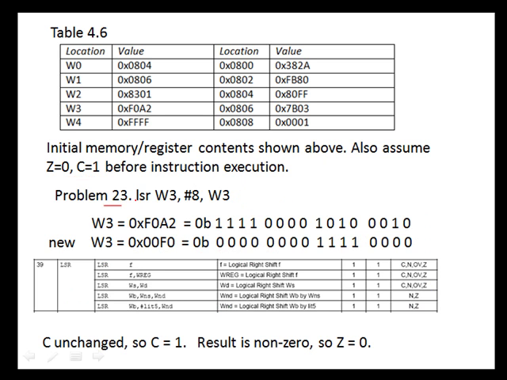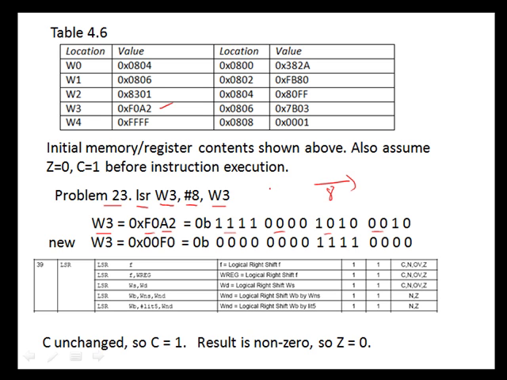Problem 23 says logical shift right, register W3 by 8 positions, place the result in register W3. So the contents of register W3 is going to be F0A2. We'll write this out in binary. When we shift this to the right, we're going to shift it to the right by 8 positions.